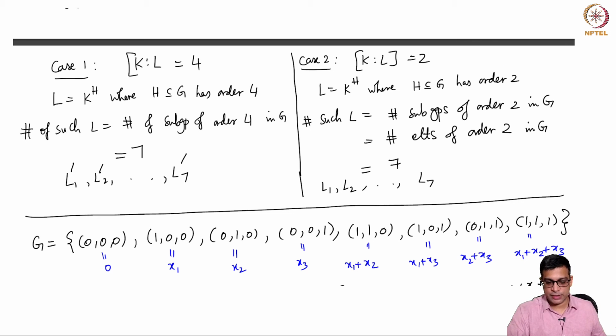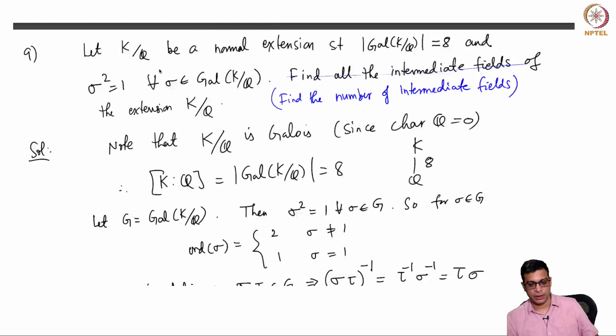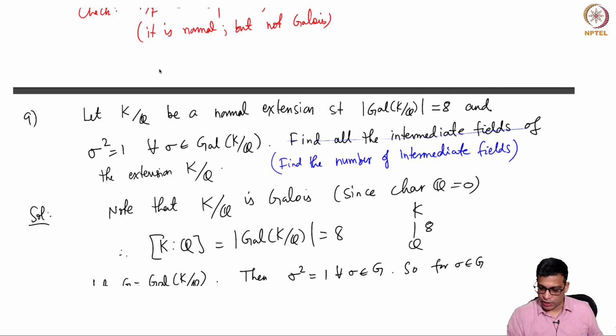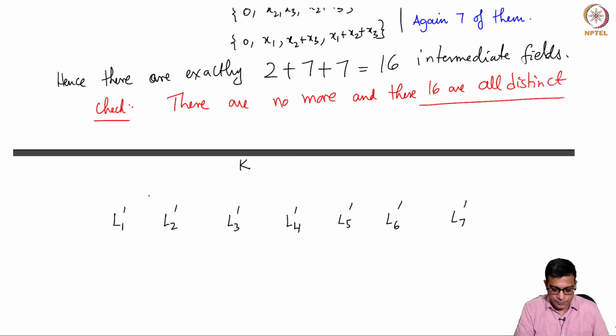So that means it must be one of these 16. So there are exactly 16 intermediate fields. So to speak, we have really solved this problem, right? Find the number of intermediate fields. But I wanted to give an idea of how the inclusions among these work.